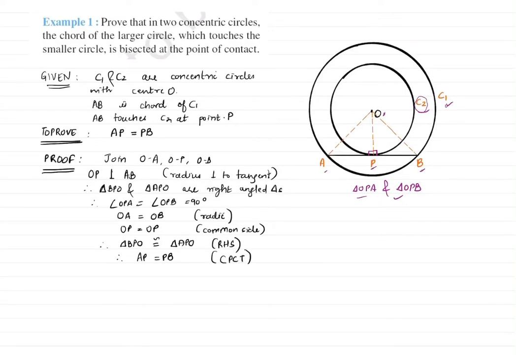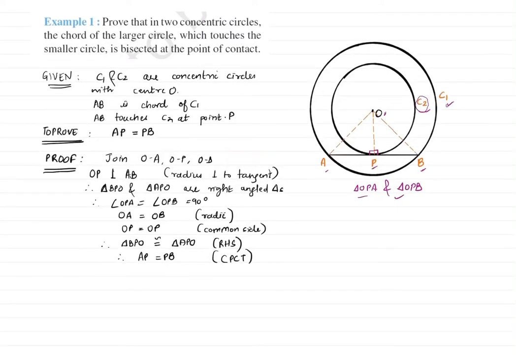Since they are equal, therefore we can say P is the midpoint of AB, and thus AB is bisected at P, hence proved. Alright, there you go.